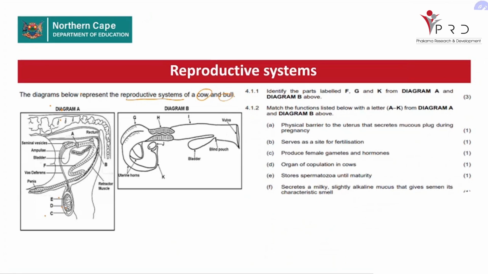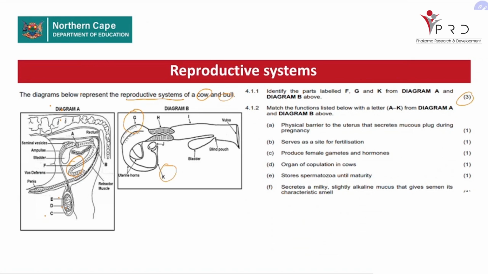Identify the parts labeled F, labeled G, labeled K from diagram A and diagram B above, for 3 marks. You must label your F. Here is your F. What is this F? What is your G? And then what is your K?